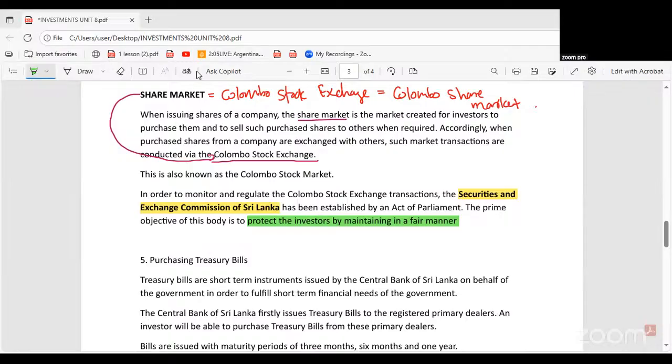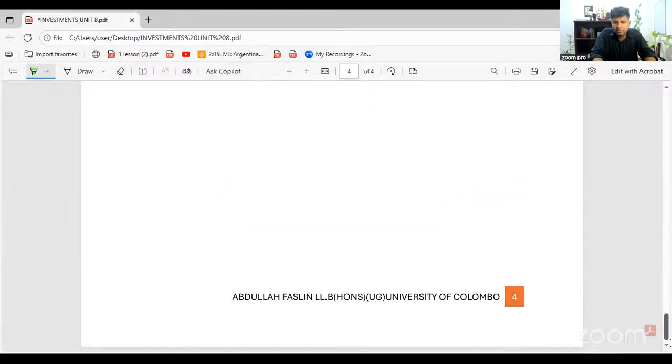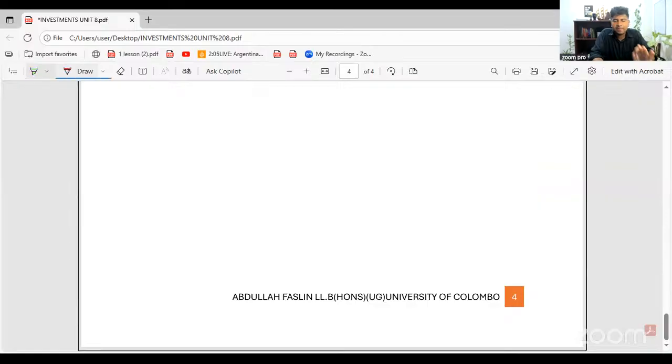Okay. Now we are going to move into the most important part, which is purchasing of the treasury bill. We will understand the last part of this lesson, purchasing of treasury bills. What do you mean by treasury bills? The story is very simple. The Sri Lankan government needs money. Our central bank, the government bank of Sri Lanka, needs some money. This is the financial need of the government.